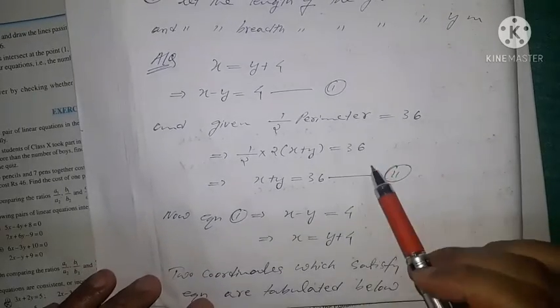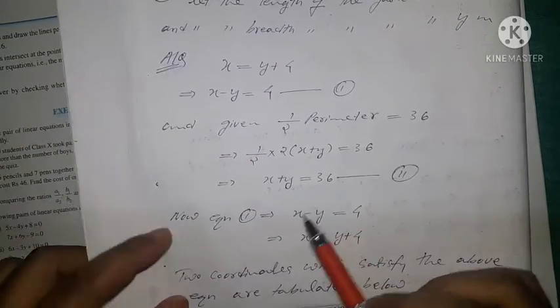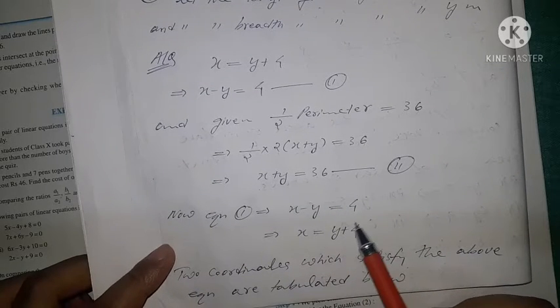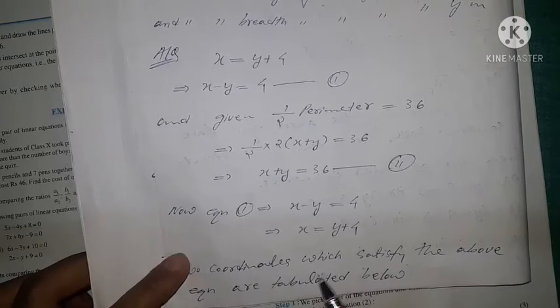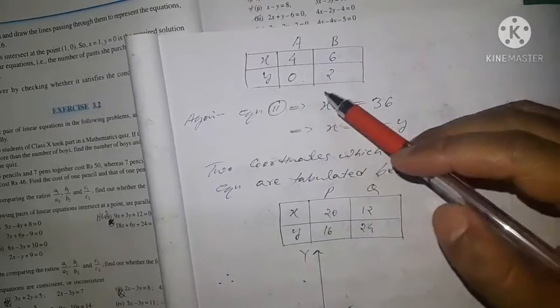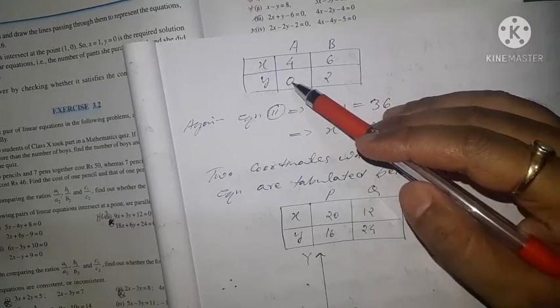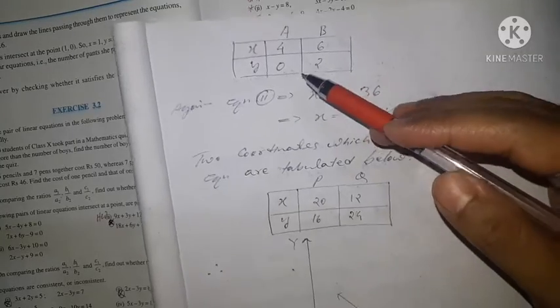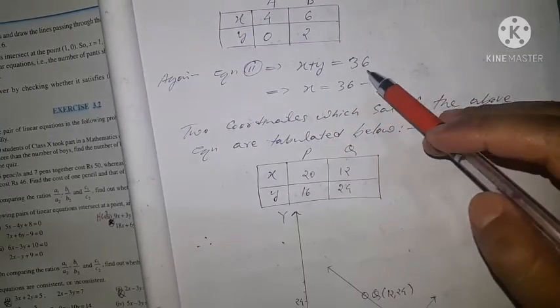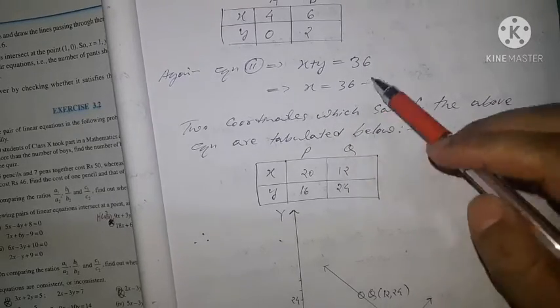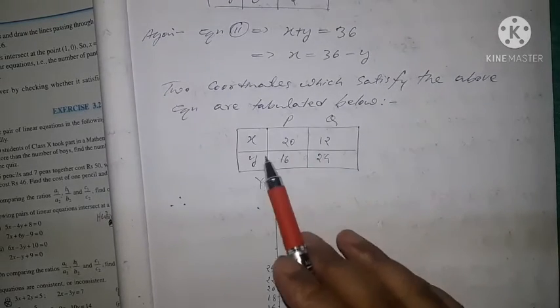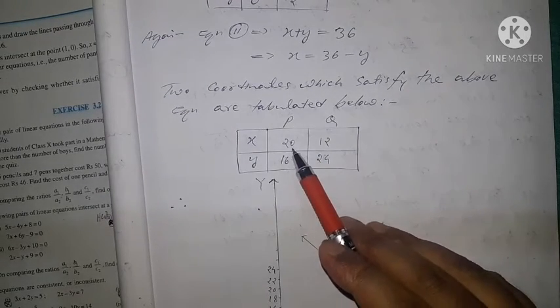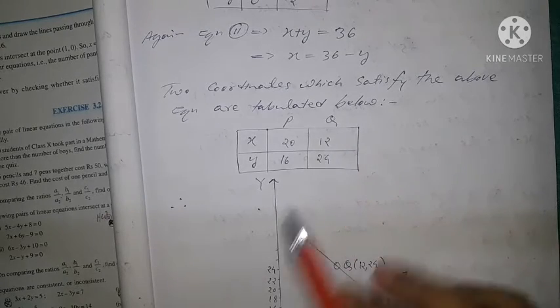Now we'll be solving these two equations graphically. Equation 1 implies x minus y is equal to 4. Therefore x is equal to y plus 4. The two coordinates which satisfy the above equation are tabulated below: A is 4, 0, and B is 6, 2. Similarly, from equation 2, x plus y is equal to 36, so x is equal to 36 minus y. The two coordinates which satisfy this equation are P, that is 20, 16, and Q, 12, 24.